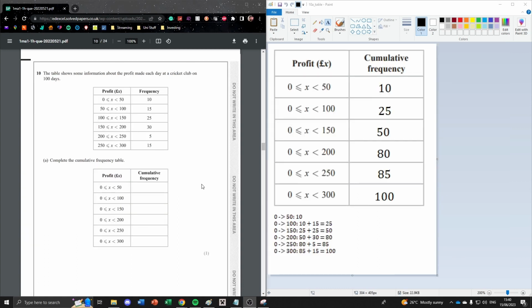So question 10 is another multi-parter, and we're shown a table with the information about profit made each day at a cricket club over 100 different days. And we're given profit intervals 0 to 50, 50 to 100, and so on to 250 to 300. And first of all, for part A, we're asked to complete a cumulative frequency table.